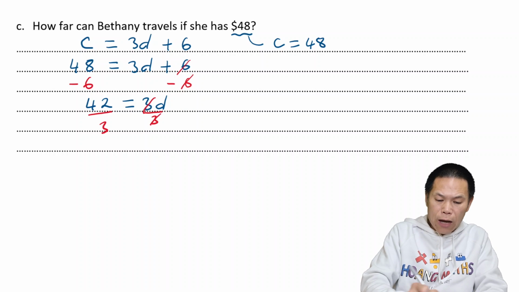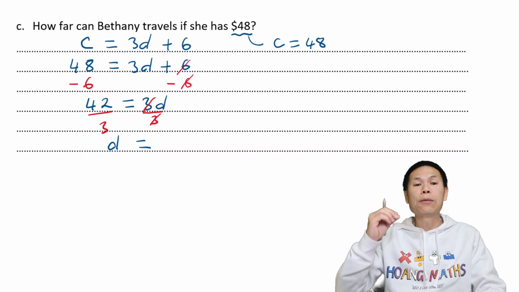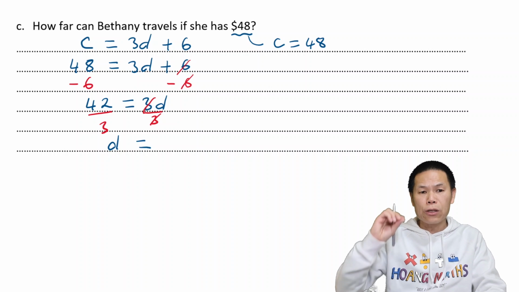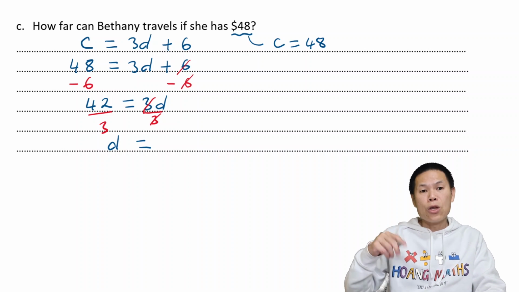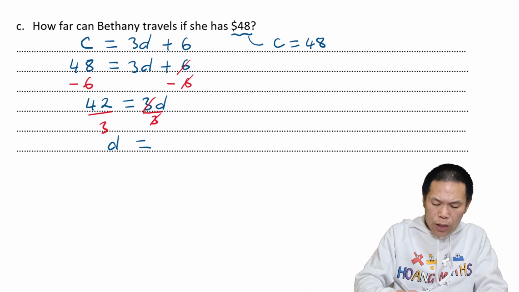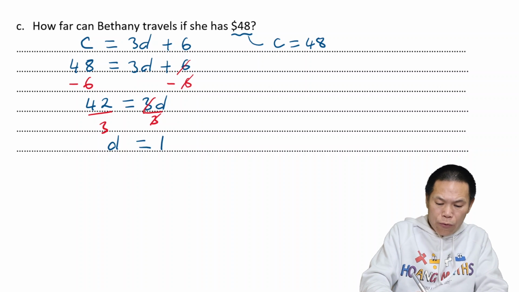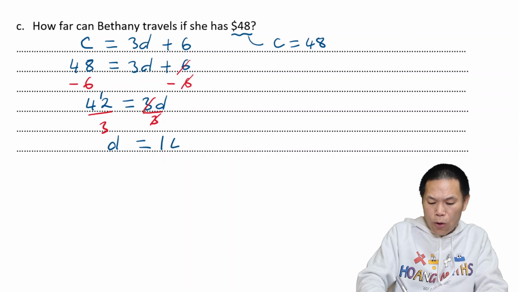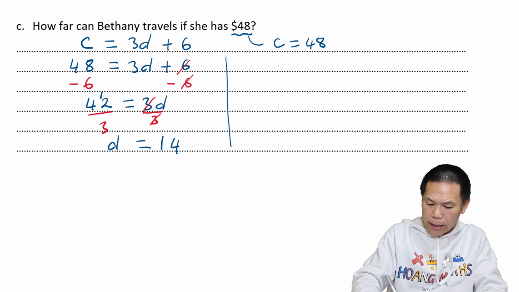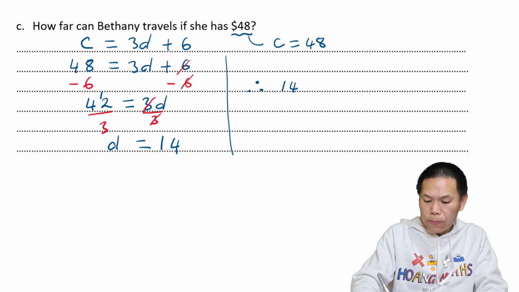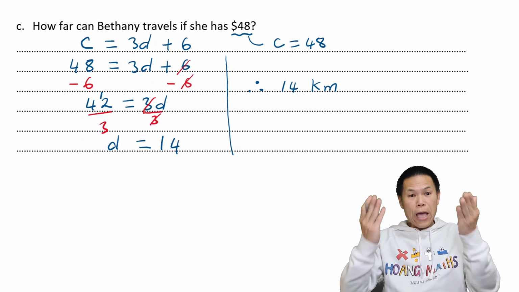So that cancels out. So that is d equal to, I simply just put it on a calculator, 42 divided by 3. Otherwise, we know that 3 goes into 4 once, remainder 1, so that's 14. So I just write the answer here. So therefore, 14 kilometers. So there you go.